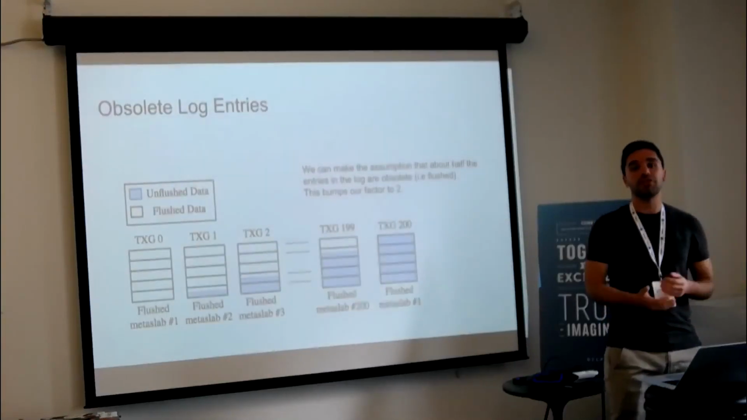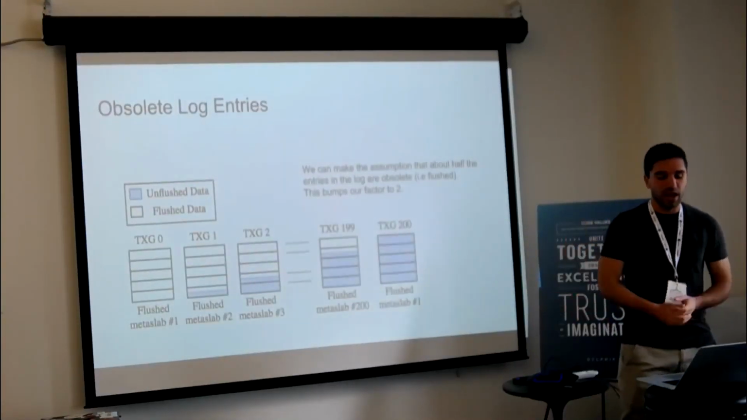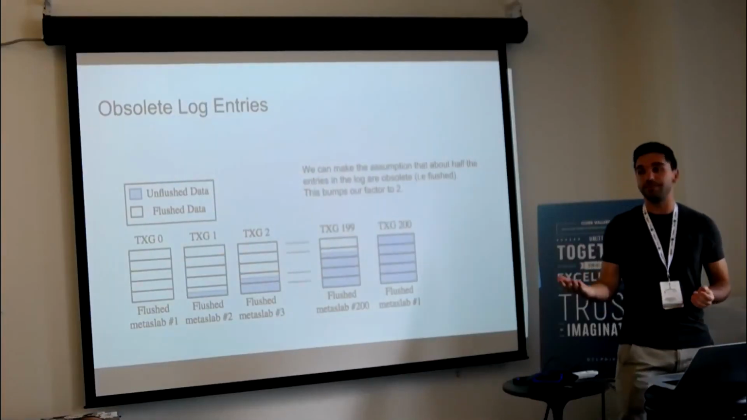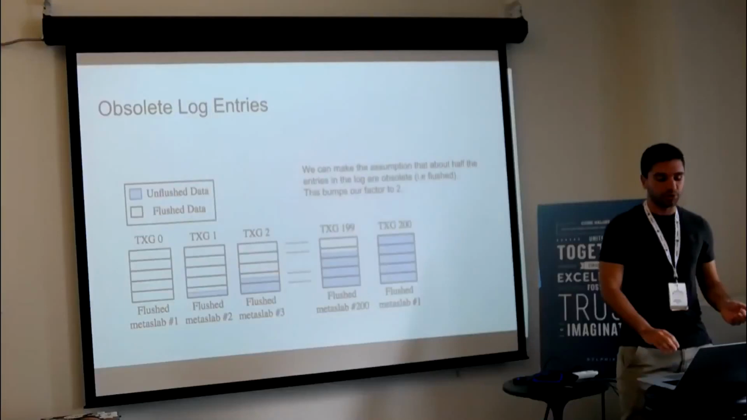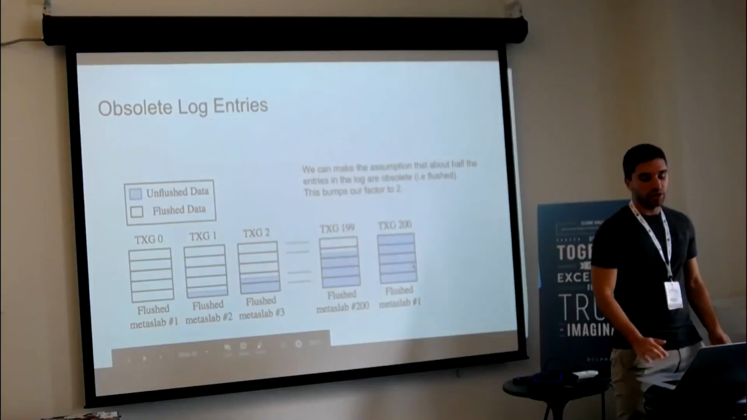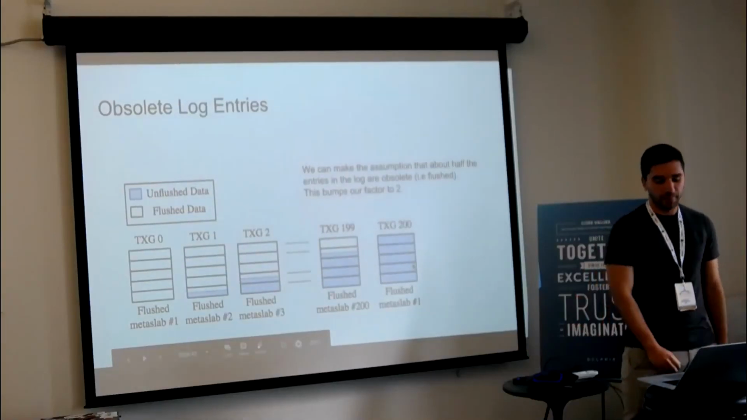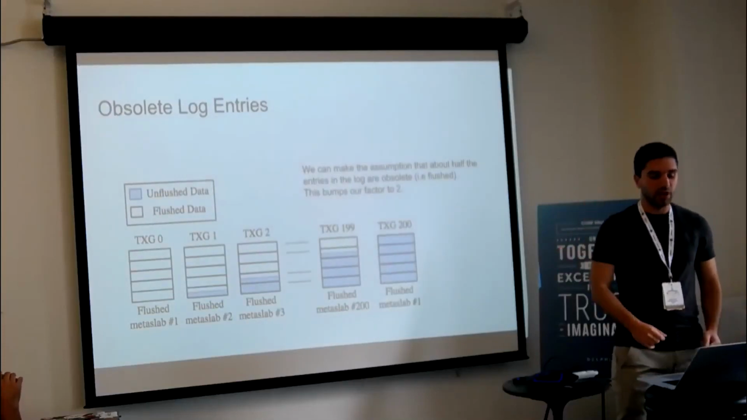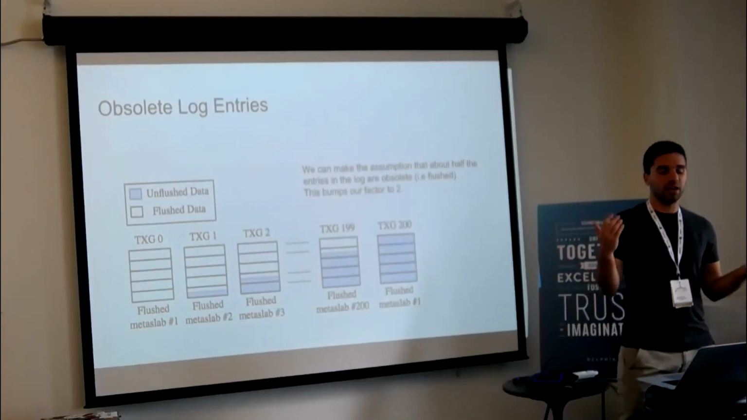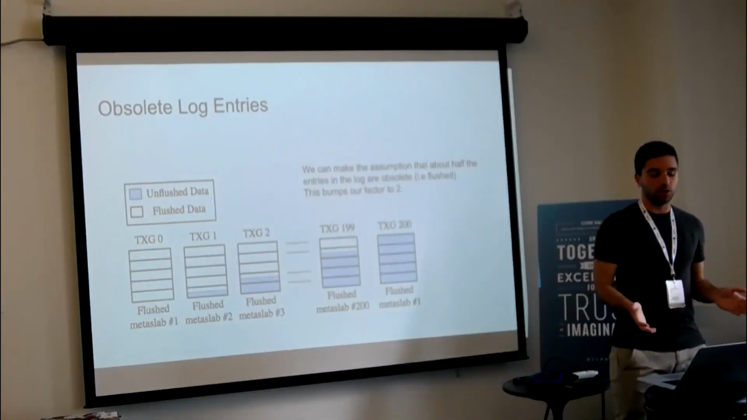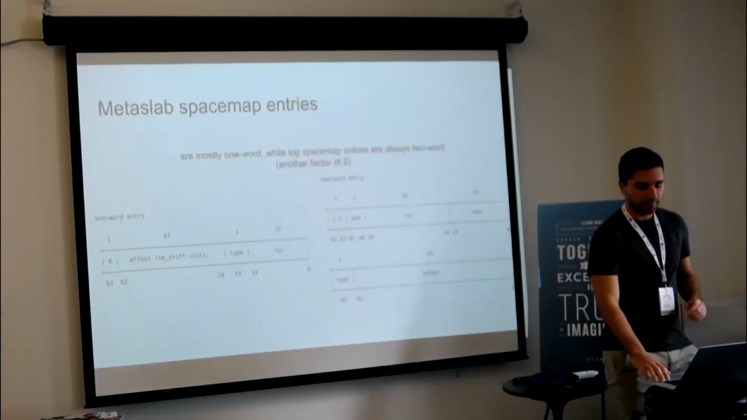Log spacemap entries, as I said, may have obsolete entries. And the way they work most of the time is that about half of the log spacemap entries are obsolete. As you can see, the oldest log has all its data flushed, and the newest log mostly consists of unflushed data. And everything in between is an intermediate state in an increasing rate function. So we could make the assumption that at any given time, about half the log consists of obsolete entries.